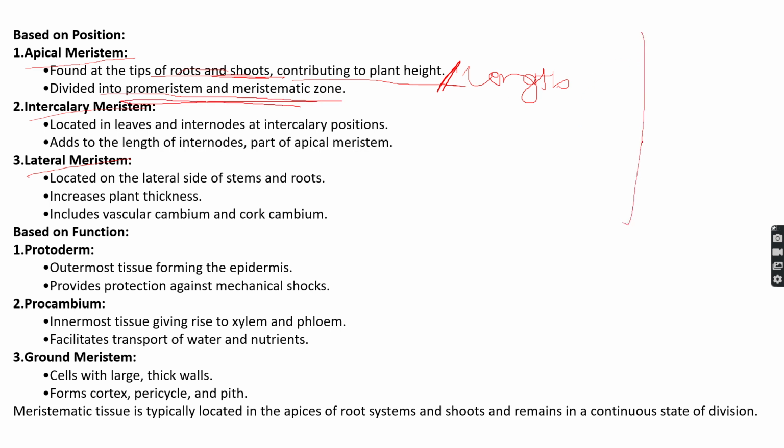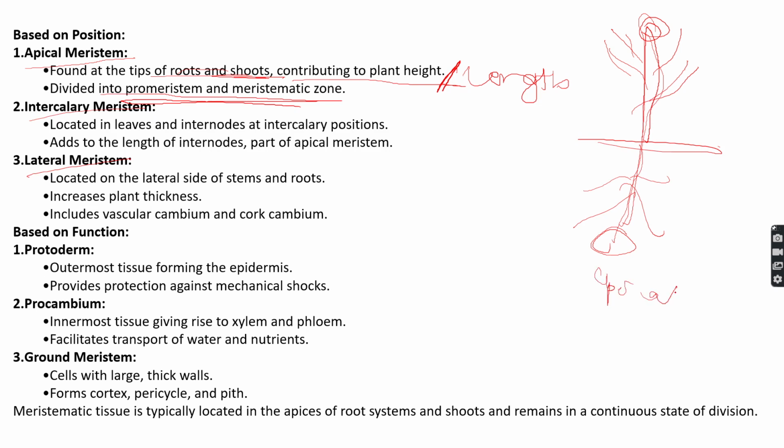Okay, divided into promeristem and meristematic zone. So, if we draw a structure of a plant roughly, this is the ground level, this is root, and this is the shoot. Okay, so this part and this tip part is having apical meristem. This part is called shoot apical meristem, and this part is called root apical meristem. Okay, Ram and Sam.